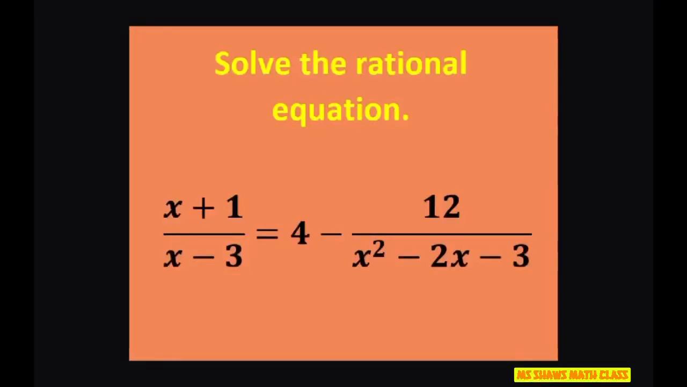Hi everyone, we're going to solve the given rational equation. Before we get started, let's go ahead and factor this and see what's going on with that. We can write 4 in fraction form, and factor this. I'll just do it here: x minus 3 plus 1. So looking at this, let's find out our domain.